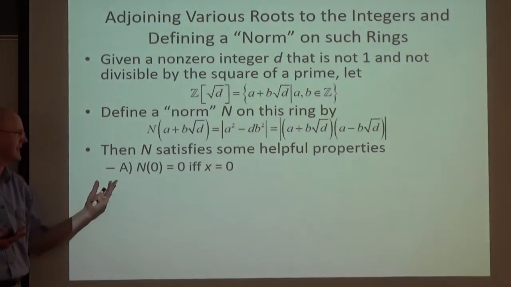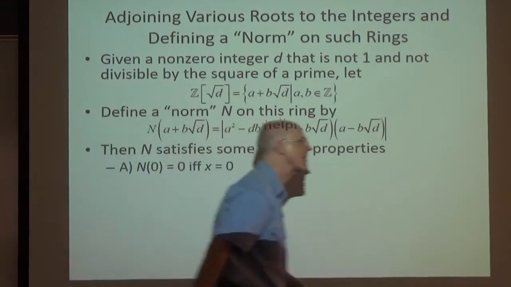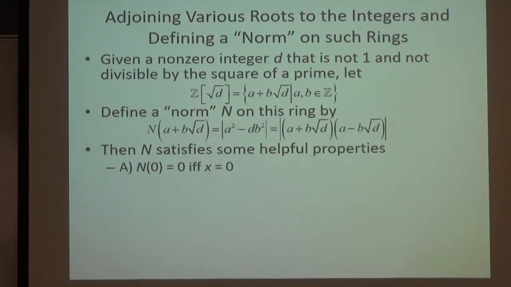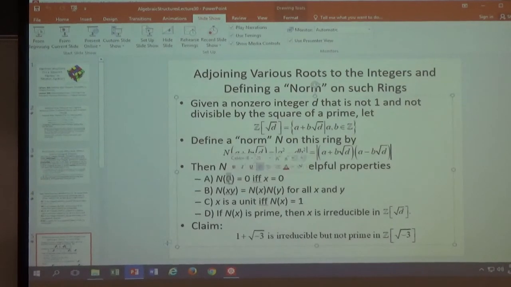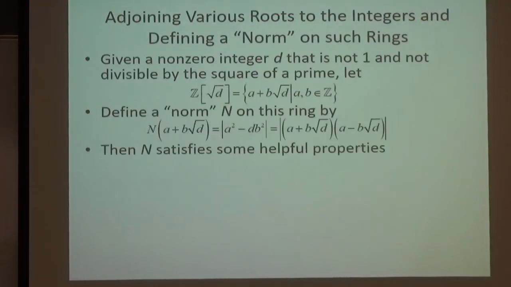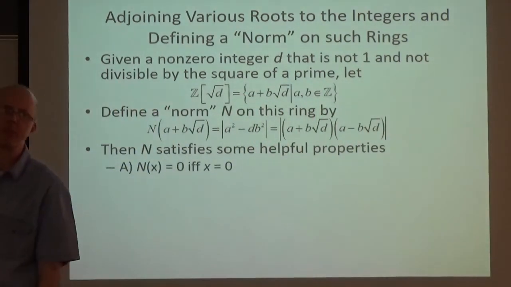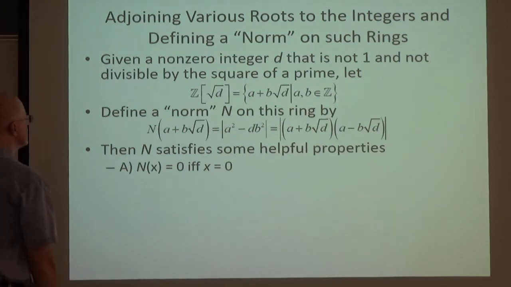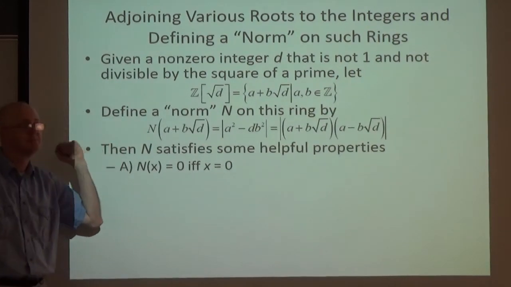Part A, N of x equals 0 if and only if x is 0. Keep in mind there that x is supposed to be something of the form a plus b times square root of d. We're just using a single symbol for it. So N of this is going to be 0 if and only if both a and b are 0. d is not 0.